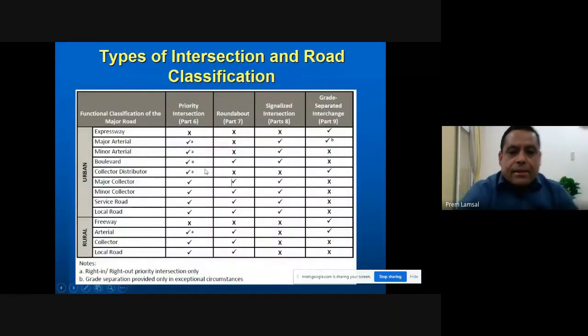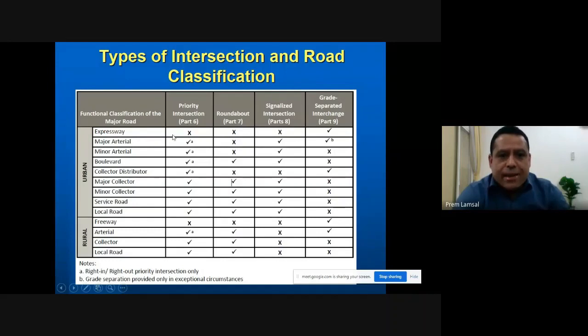Here I have taken this chart showing the type of intersection and road classification. Here in this column, you can see the type of roads depending on the functional classification of the road. And here in this row, you can see the type of intersection. I'll give you the example of expressway.